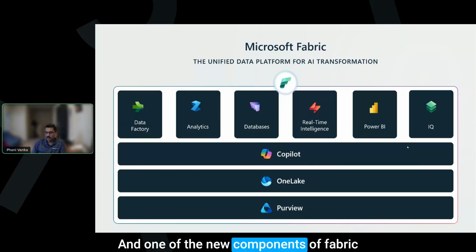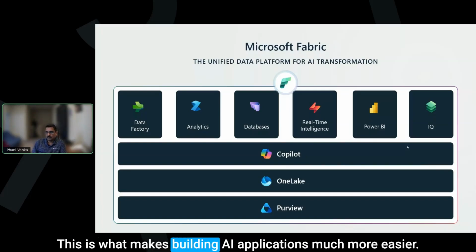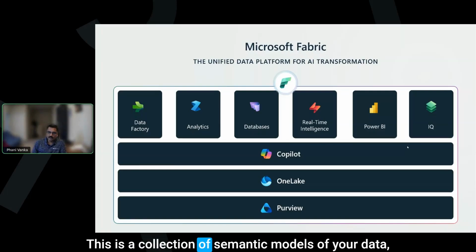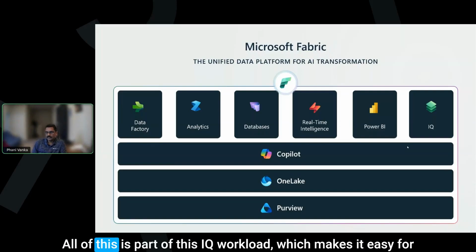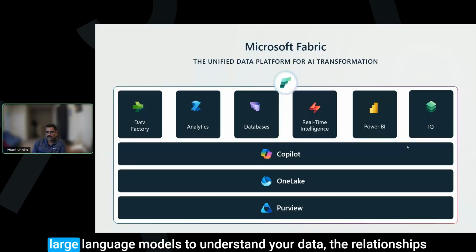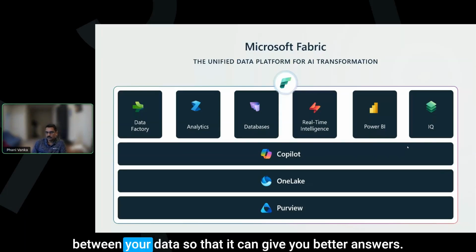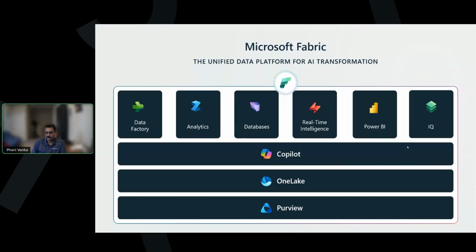And one of the new components of Fabric that Microsoft just announced, it's called IQ. This is what makes building AI applications much more easier. This is a collection of semantic models of your data, ontology of your data, knowledge graphs of your data. All of this is part of this IQ workload, which makes it easy for large language models to understand your data, the relationships between your data, so that it can give you better answers.